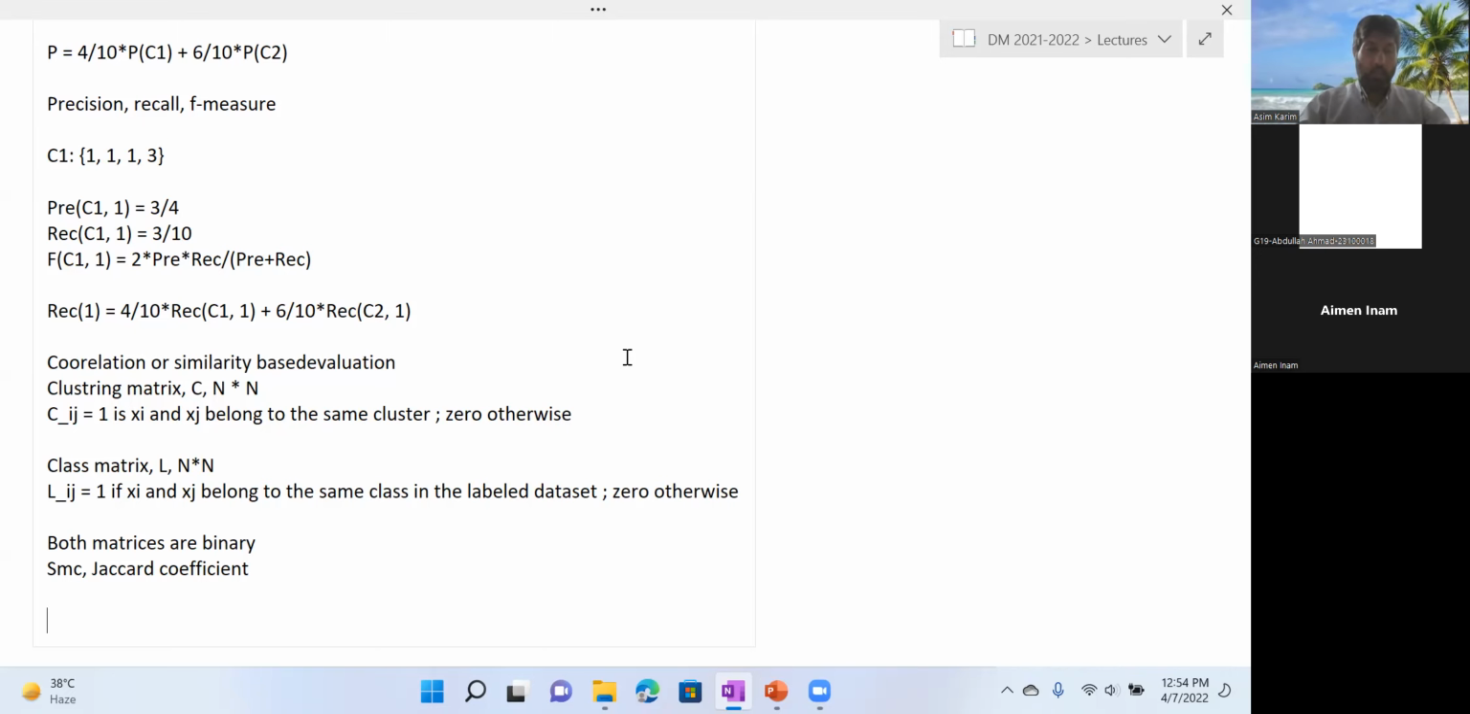So usually there is the issue of clustering high dimensional data sets. High dimensional data clustering.